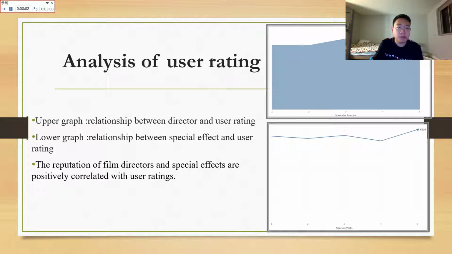Next part is the user rating analysis. The upper graph shows the relationship between the director and the user rating. The lower graph shows the relationship between special effect and user rating. Based on these two graphs, the reputation of film directors and special effects are all positively correlated with the user rating.